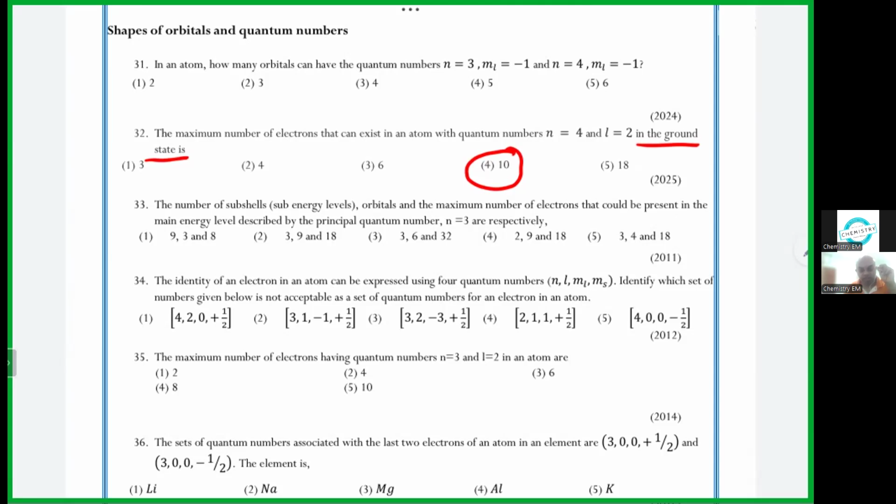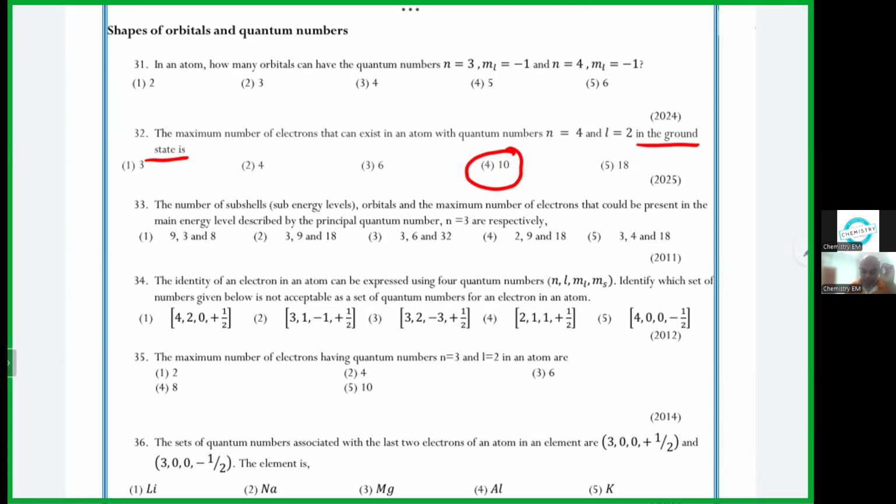Let's check the second one. n is equal to 3. l values are 0, 1, and 2, because l varies from 0 to n minus 1. So 1 can be there. If l is 1, ml values are minus 1, 0, plus 1. ms values are minus half and plus half. So the second is also acceptable.